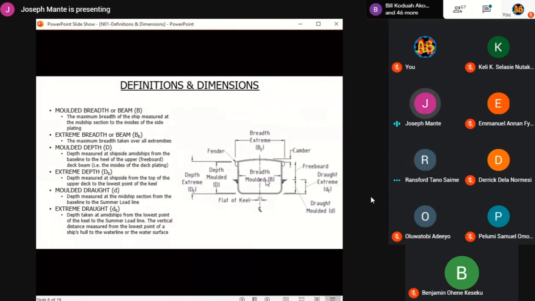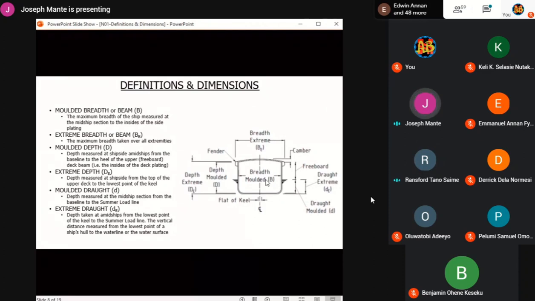within the hull. So we said molded breadth or beam: the maximum breadth of the ship measured at the midship section to the inside of the side plating. And you already know the side plating. So we are saying that inside of the side plating becomes the breadth molded.